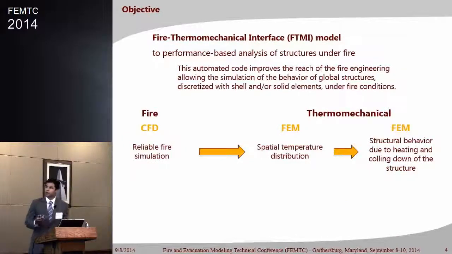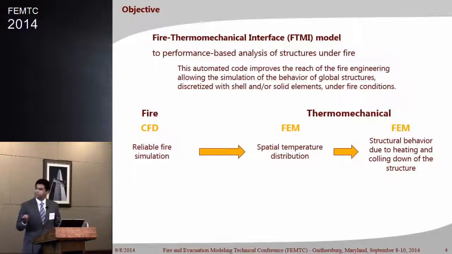So the main goal of this work is to create a fire-thermo-mechanical interface model to handle this performance-based analysis of structures under fire. Now we have two separate universes. They are pretty established by themselves, but we need to create a bridge to connect these two worlds to use the best of each universe.